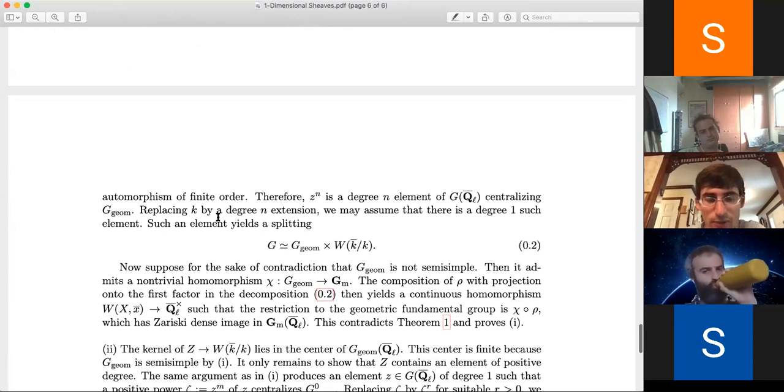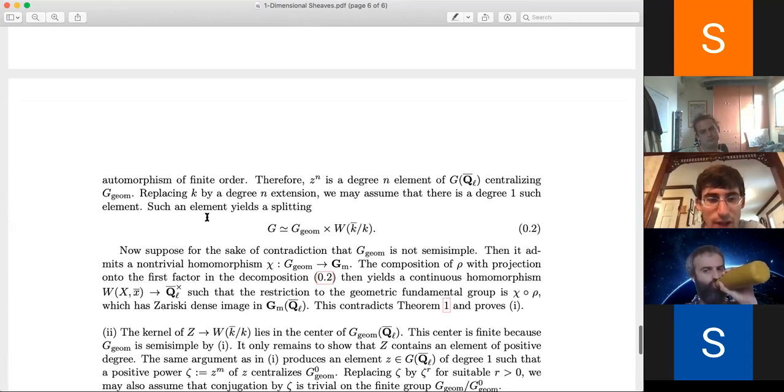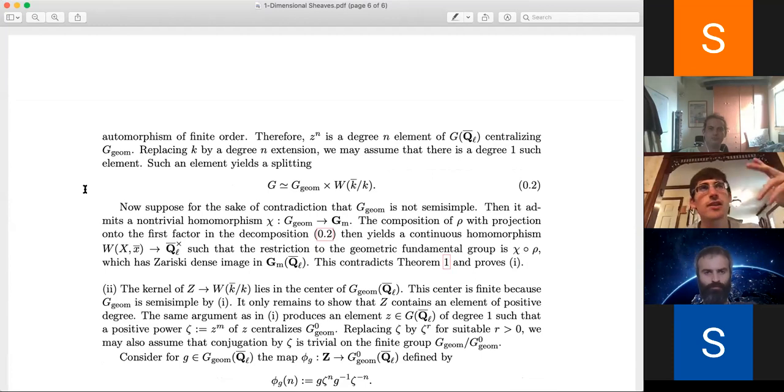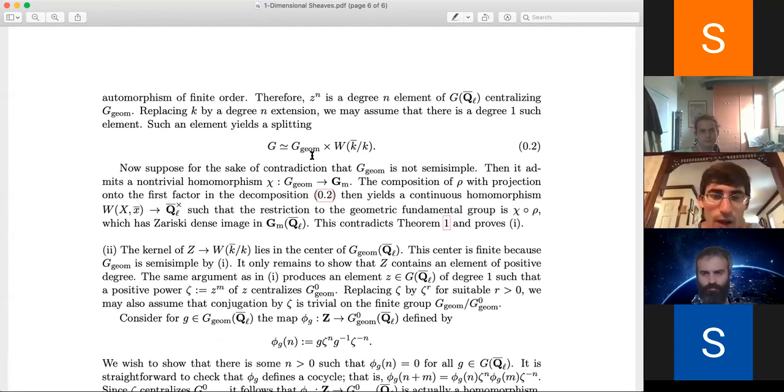Element. So remember, we could replace K by a finite extension. And so we get a splitting of G, right? A central element of degree 1, in fact, gives you a splitting like this. It tells you that the semi-direct product can be written as a product, okay? Well, it doesn't say that for the other semi-direct product, but it says there is a presentation like this, where this is a splitting. So this is the sort of geometric model.